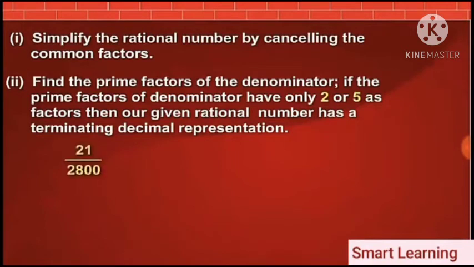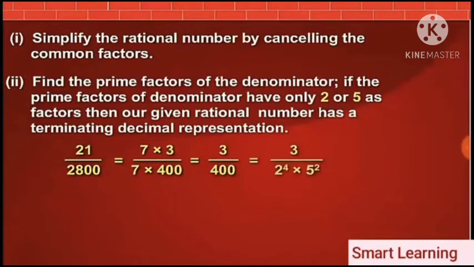First, take 21 upon 2800. Let us simplify this. We get 3 upon 400. Now, factorize the denominator. We get 3 upon 2 raised to the power 4 into 5 raised to the power 2. We see that the denominator contains only 2 or 5 as factors and is in the form of 2 raised to the power n into 5 raised to the power m, where n and m are non-negative integers. This means the decimal expansion is terminating.